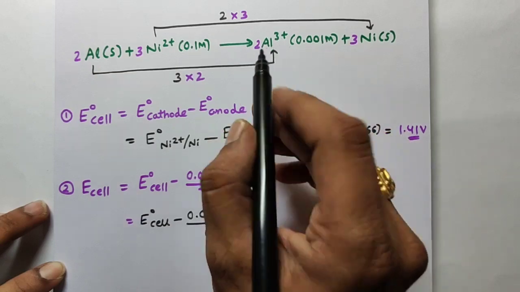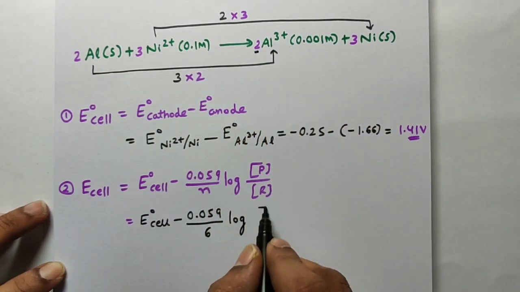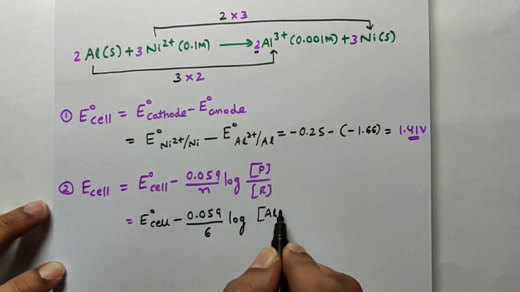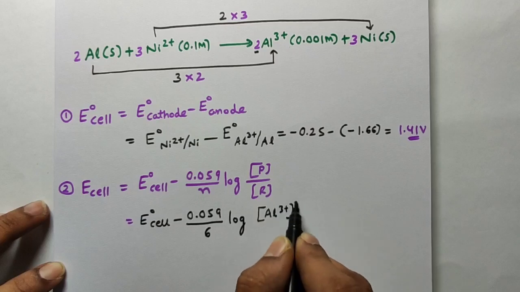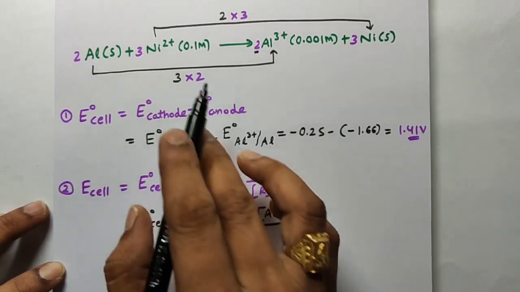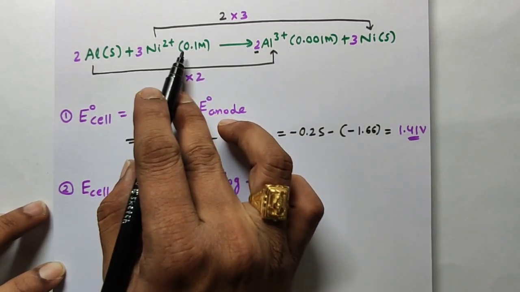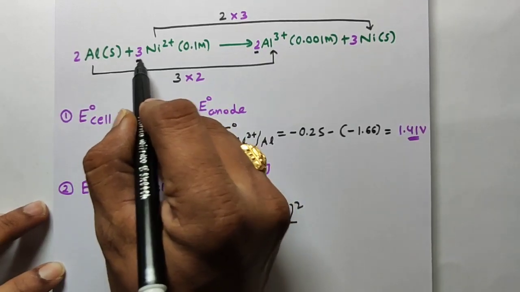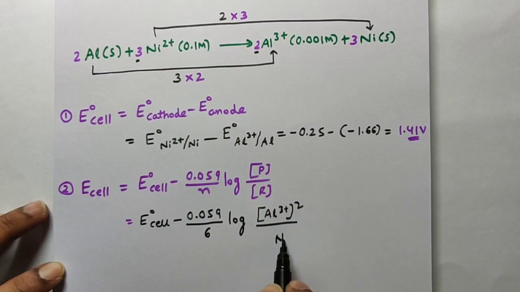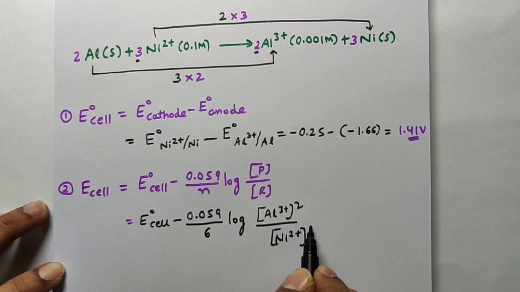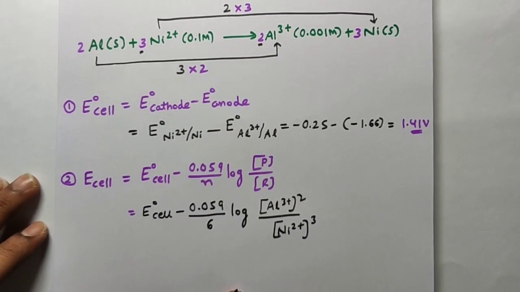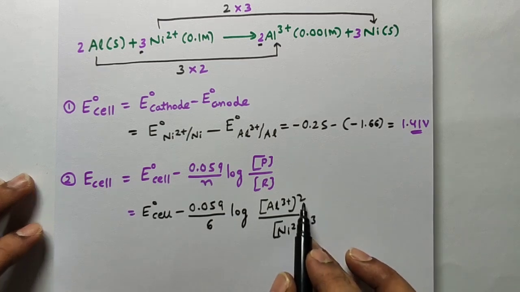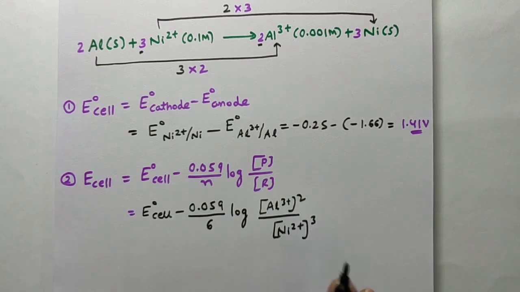What is the product? Al3+, 2 times, so Al3+ whole square, divided by the reactant Ni2+, 3 moles, so Ni2+ to the power 3. Don't forget, you should write these powers. In general, students make mistakes here. You have to write the powers.